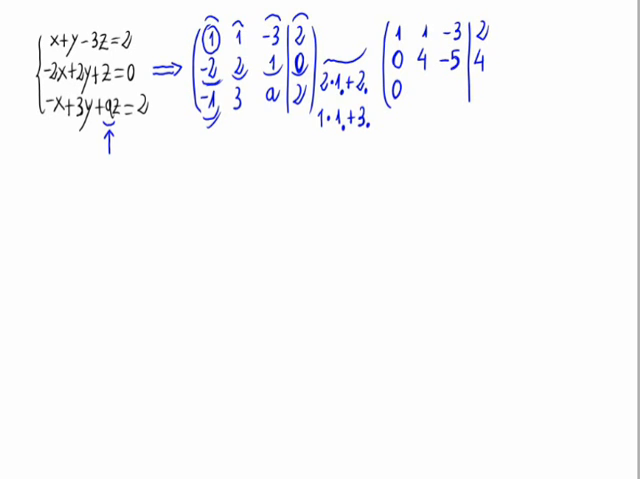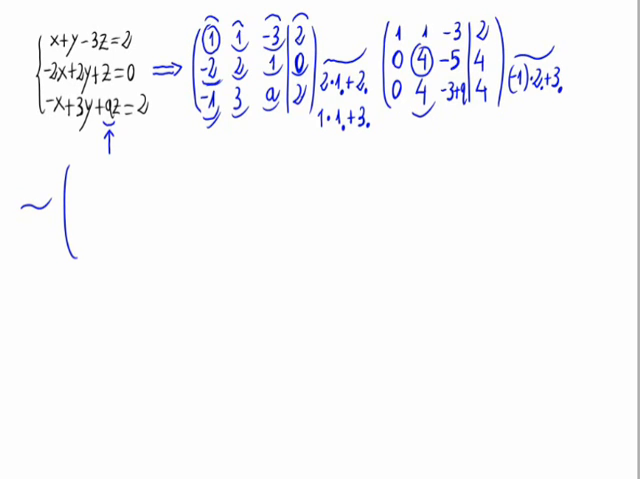And now let's multiply the first row times 1 and add it to the third equation or row. That would be 0, 4, minus 3 plus a, don't forget about it, it's very important, and 4. We still have another step left. We have to make another 0, so let's multiply by minus 1 the second row and add it to the third row.